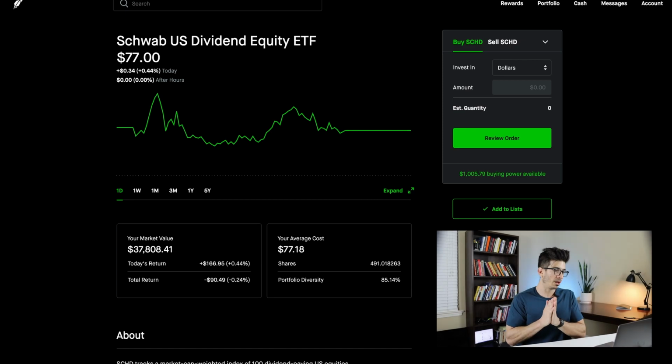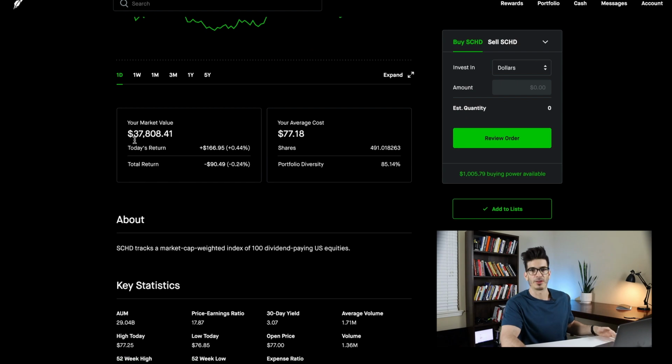So let me hop into my computer real quick and I'll show you my Robinhood account. All right, so here we are in Robinhood, Schwab US Dividend Equity ETF. You can see that right now the market value that I have on it is $37,808, and it makes up 85% of the portfolio. If you watched my video last week, you know that I actually want this fund to be 70% of the portfolio. So I'm looking to buy STAG and O Realty to add to the portfolio and kind of balance this thing out a little bit. Like I mentioned, I really like real estate. But currently, that's where I'm at.